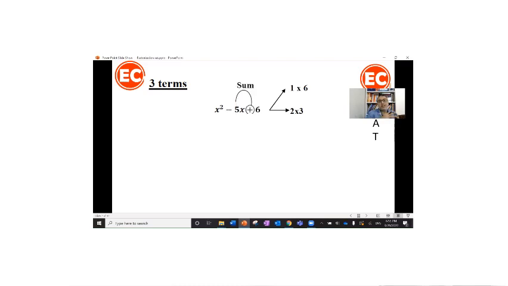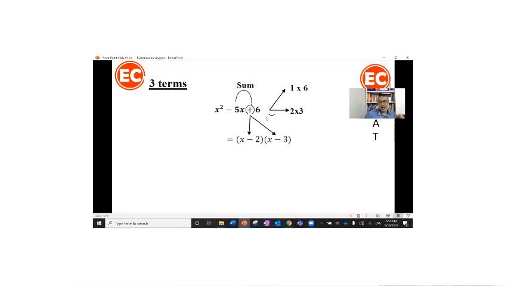Which one of them has a sum equal to 5? Of course, 1 plus 6, their sum is equal to 7. But 2 plus 3, their sum is equal to 5. So I'm going to choose 2 by 3. Third step, I'm going to open two brackets. Both brackets take the sign of the middle. The sign of the middle is negative, so both brackets take negative. And I can put 2 and 3 in any order. It doesn't matter.